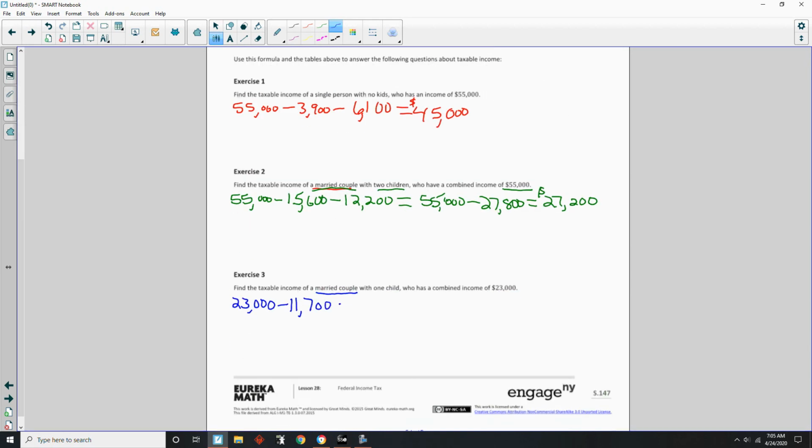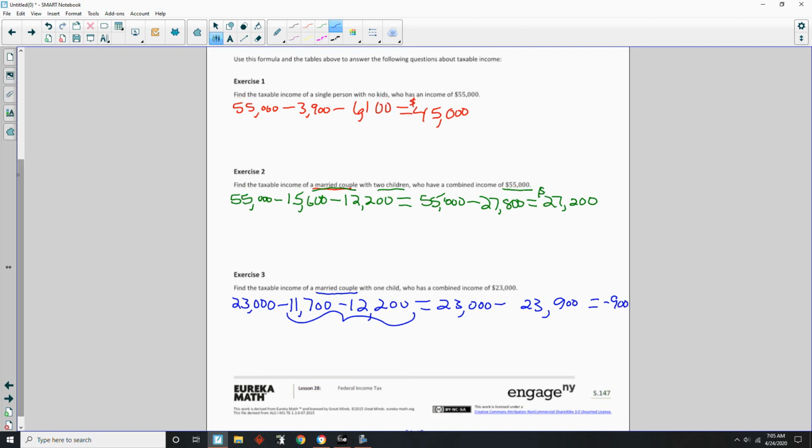11,700 minus 12,200 equals 23,000 minus... I'm just combining the 2 deductions here. 700 plus 200 is 900, and 11 plus 12 is 23. So if I take $23,000 minus 23,900, that equals negative $900.